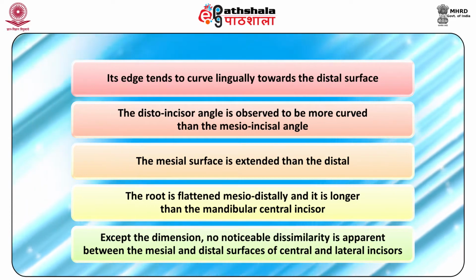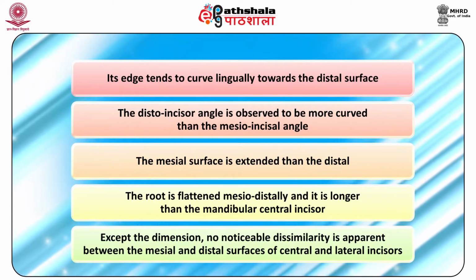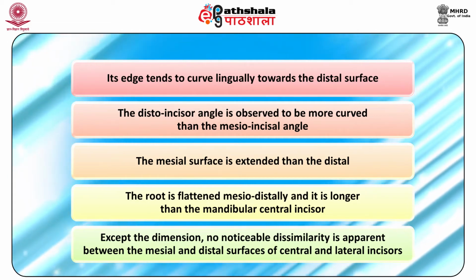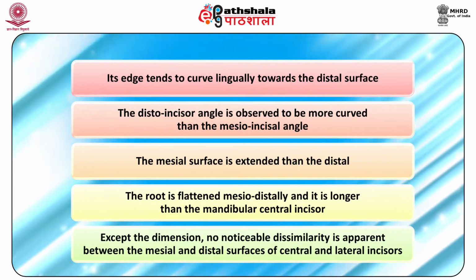The root is flattened mesiodistally and it is longer than the mandibular central incisor. Excepting the dimension, no noticeable dissimilarity is apparent between the mesial and distal surfaces of the central and lateral incisors. The incisal aspect of the mandibular lateral incisor offers a feature that can generally assist in identifying this tooth. The incisal edge is not at right angles to a line intersecting the crown and root labiolingually, as found in the central incisor. The edge follows the curvature of the mandibular dental arch, which gives the crown of the mandibular lateral incisor the look of being twisted to some extent on its root base.